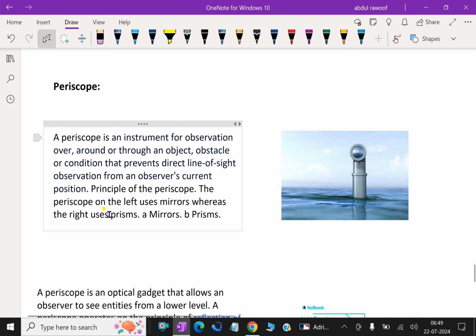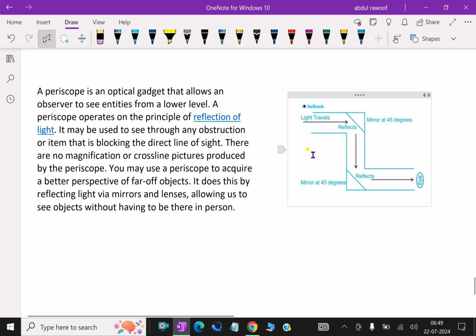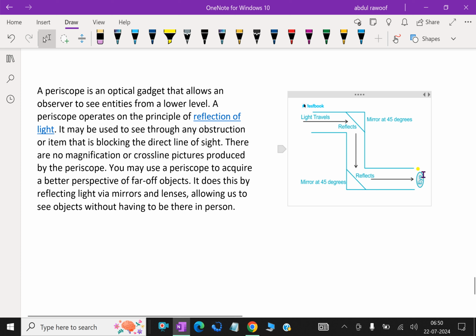Principle of the periscope. The periscope on the left here uses mirrors, whereas the other one uses prisms, mirrors, and some other prisms also. Look at here, this is the basic thing. Suppose you are underground, this is the ground level, you are in the underground pit. The light travels from here, this 45-degree mirror reflects the rays here, and further another 45-degree position mirror at this corner reflects here, then you can see the objects clearly here. That means you are underground and you can see from outside, some level up.